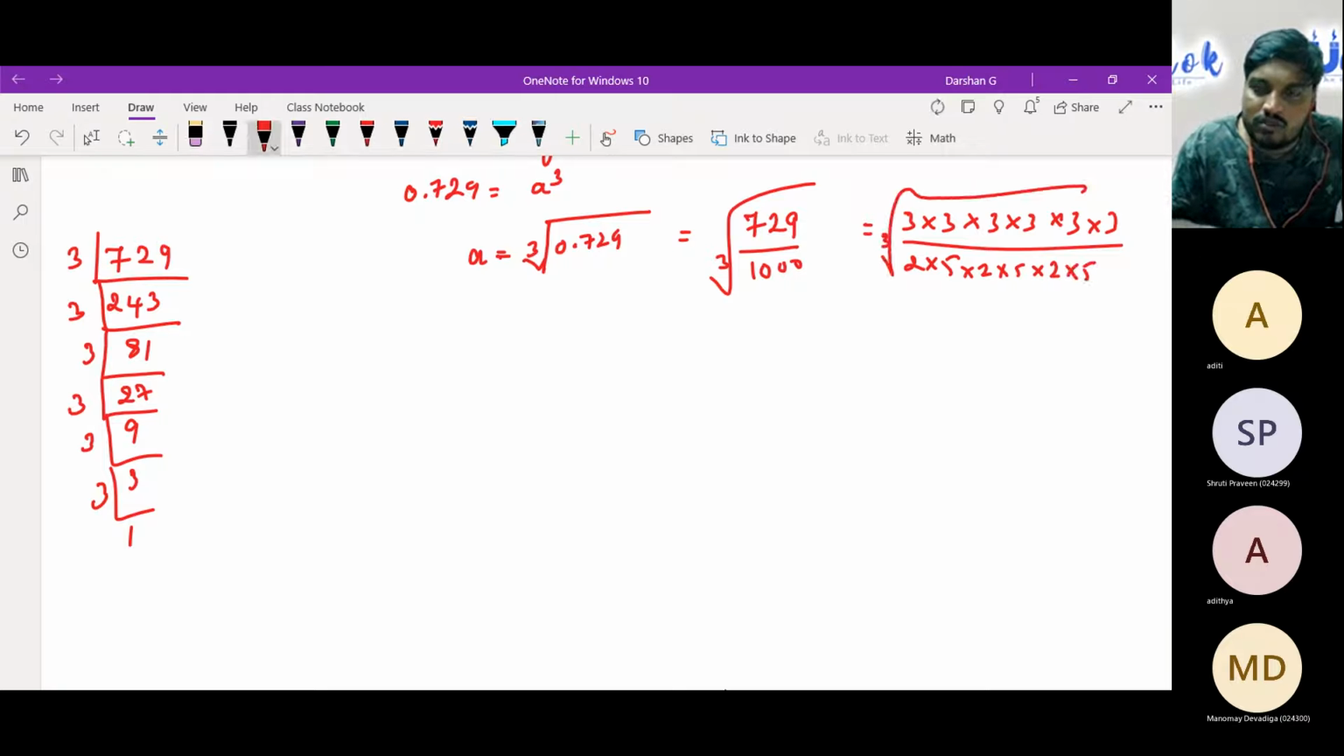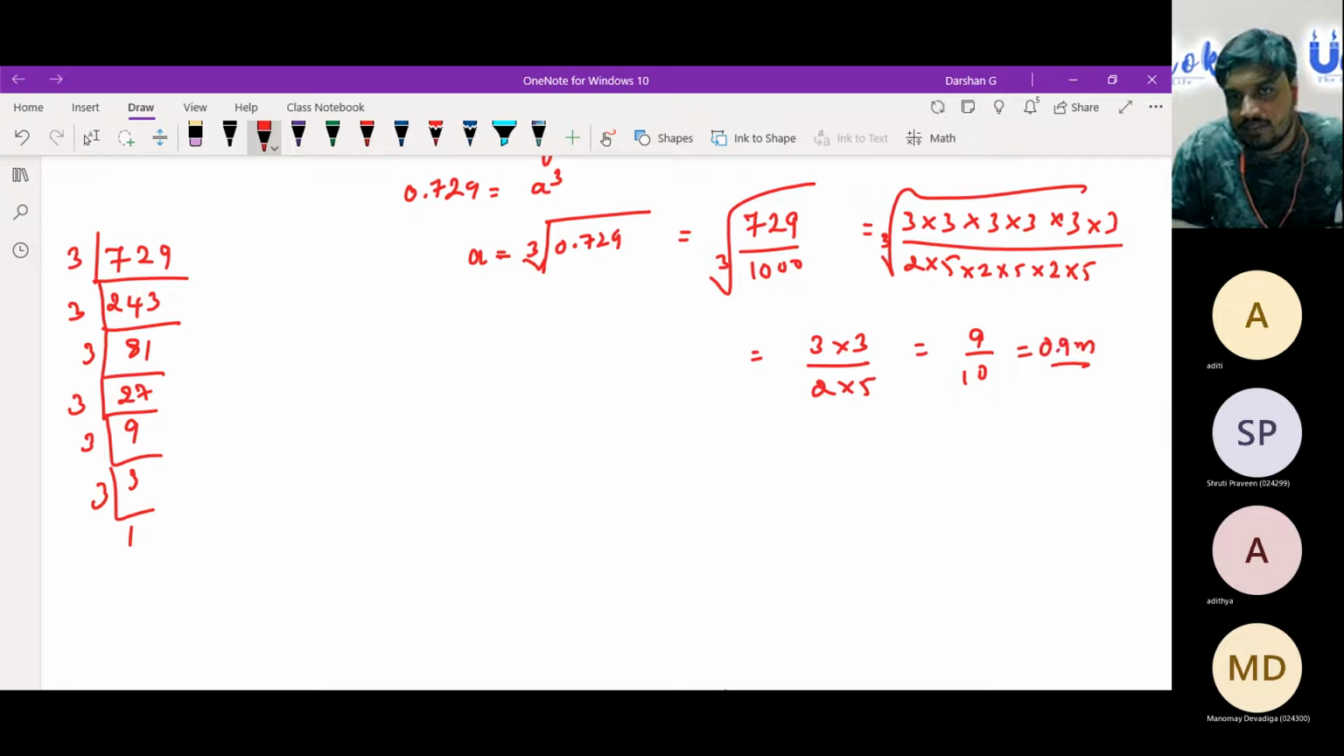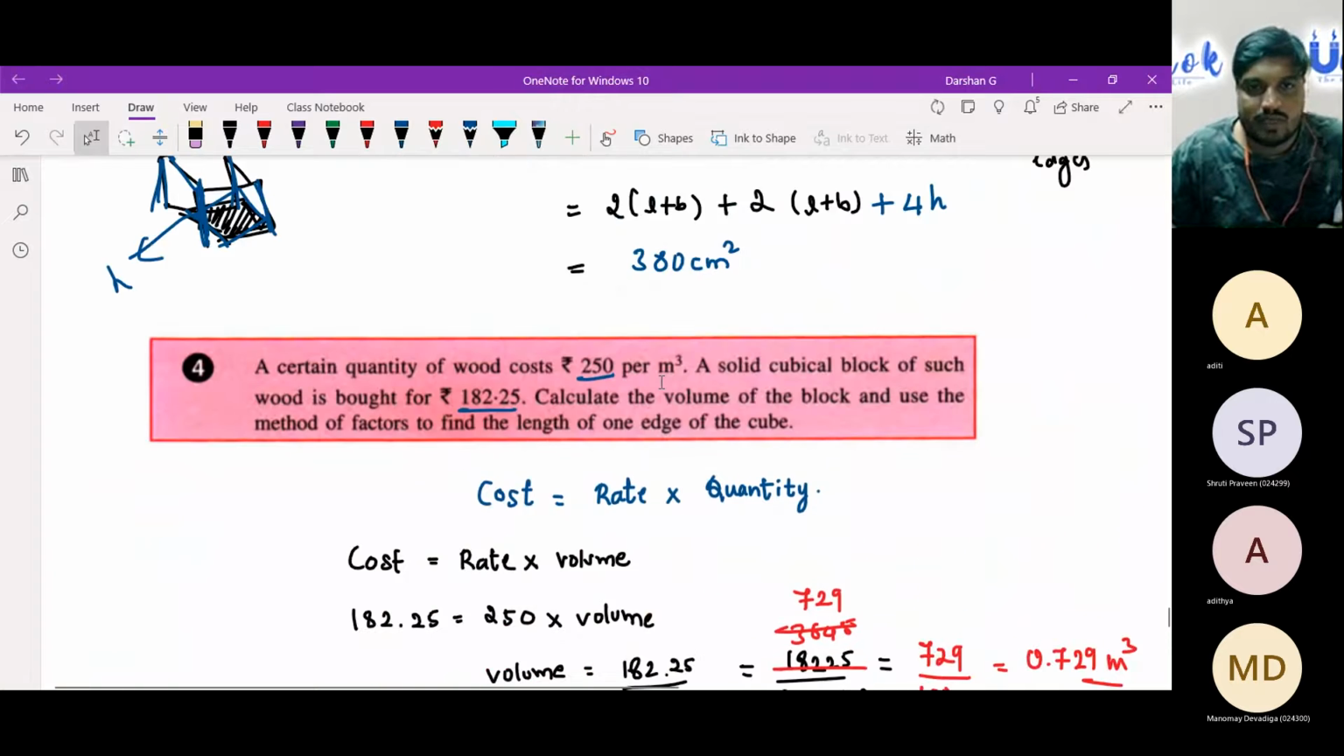Everything is under cube root. So once you find, you will get the answer as 3 times 3, that is 9. This will be 2 times 5, which is equal to 9 by 10. The answer is 0.9 meter. So this is the edge answer. So by this, we finish this question.